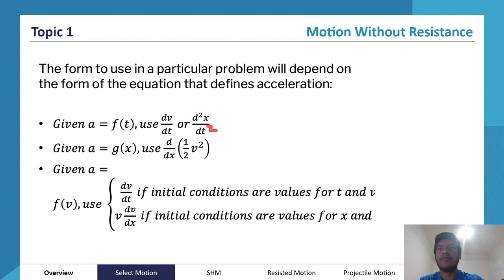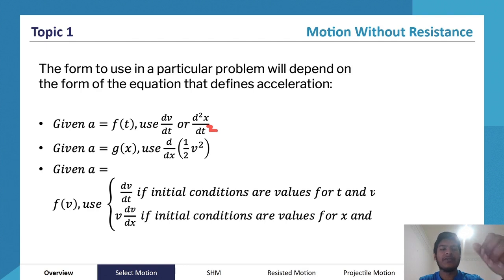What if, the further away we are from the origin, the greater the acceleration gets? And we'll come across a very specific example of that in simple harmonic motion. But what if that is the case? What if the acceleration is a function of position only? Then in that case we would use d dx of v squared on 2.